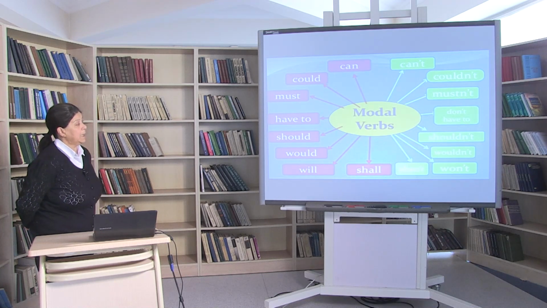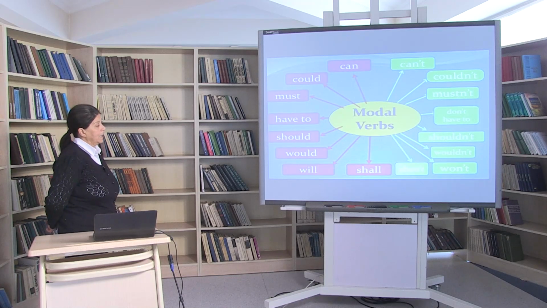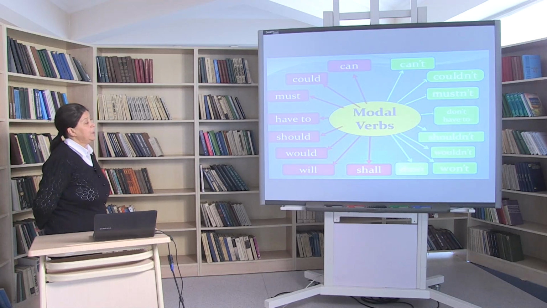Here, must means obligation. After can and after must, the infinitive is used without any to.